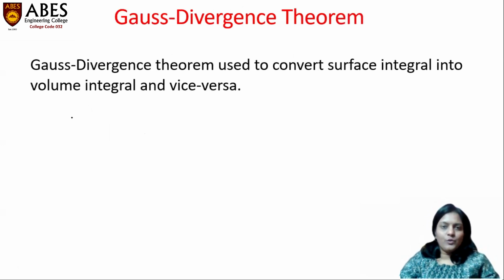Gauss divergence theorem. Gauss divergence theorem is used to convert surface integral into volume integral and vice versa. If there is any vector A over a surface integral ds, then it can be converted into the volume integral by taking the divergence of vector A.